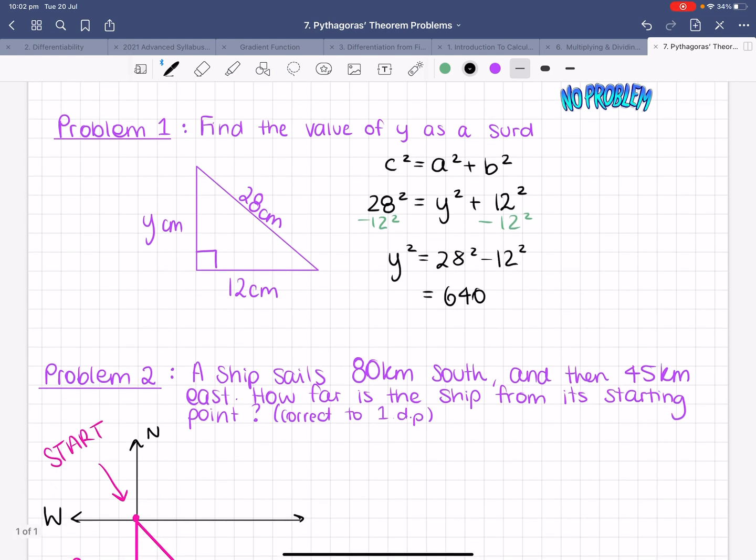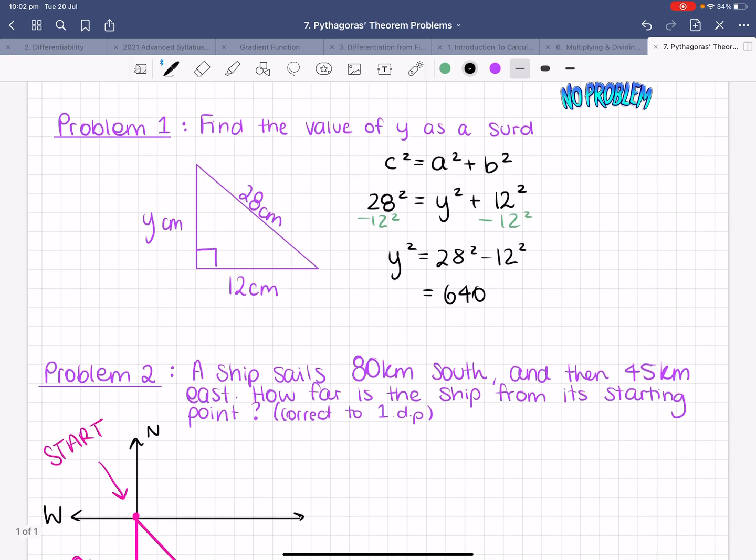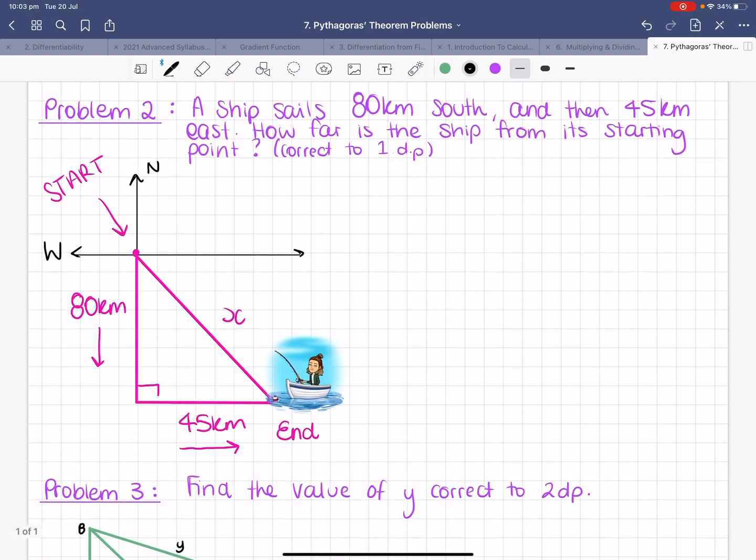Again, obviously I'm just working that out off the top of my head. And then because we want y, not y squared, we take the square root of both sides. So then we're left with y is equal to square root of 640.